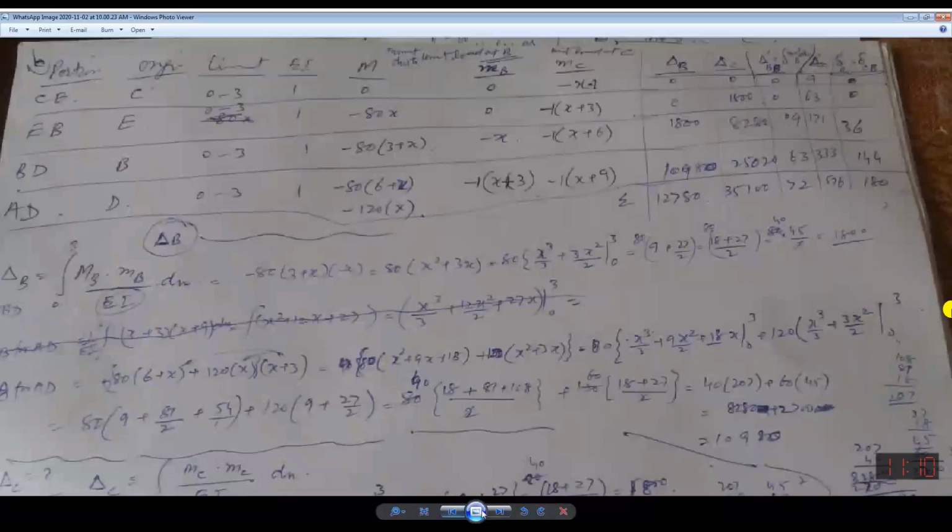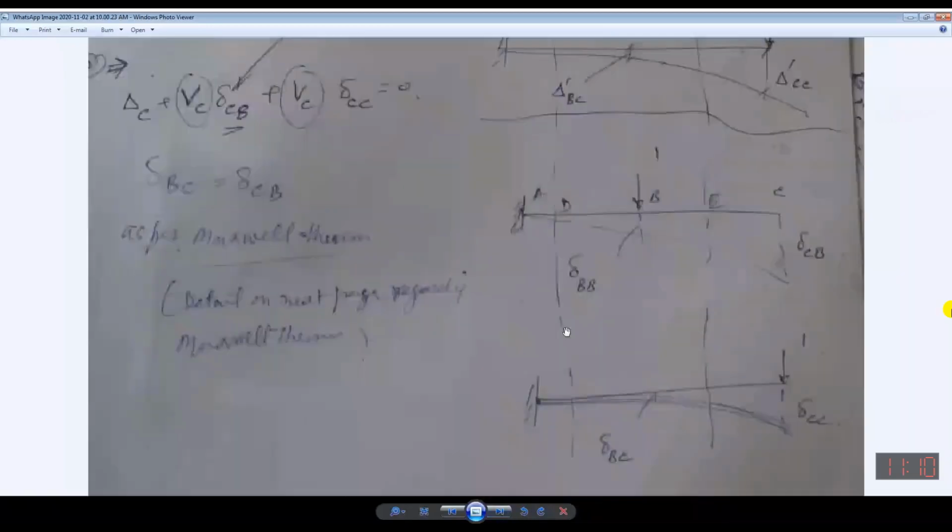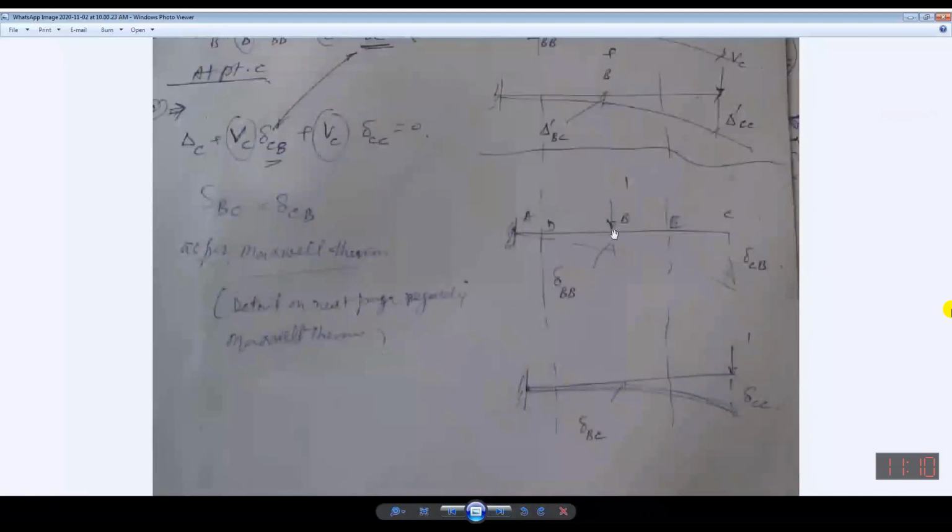This one you can see. This one you have applied unit force at point B. No effect over there because I am moving from C to E and origin is C. Okay? So there will not be any movement. It is 0. For EB, once again it is 0.